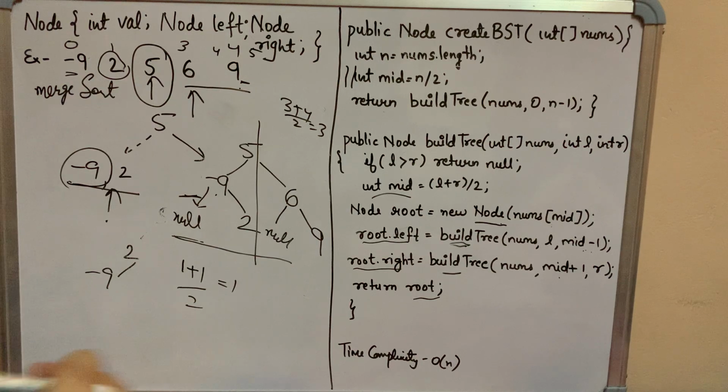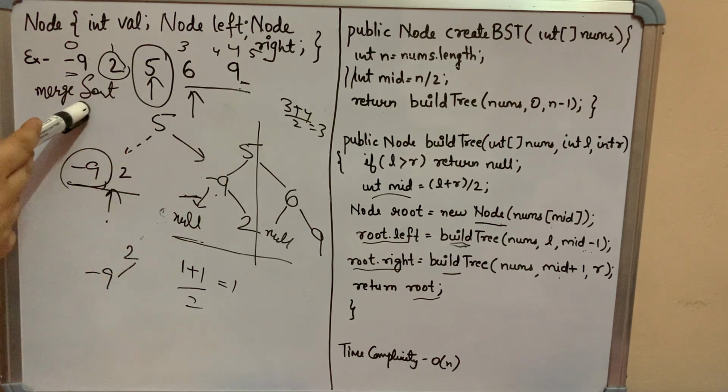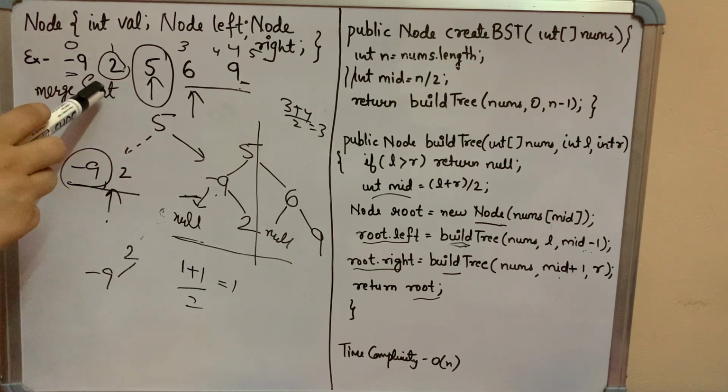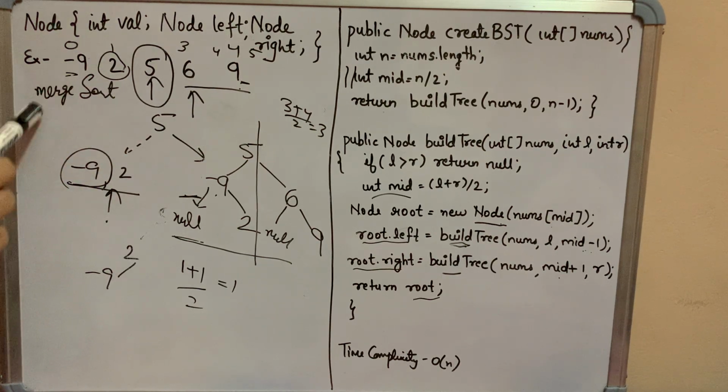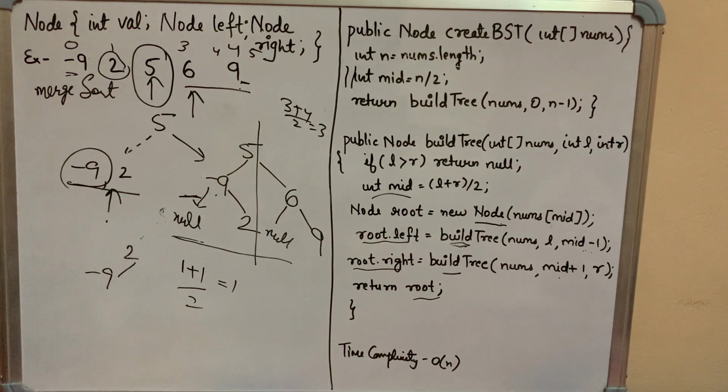And please note, the complexity is O of n. The reason being, you are traversing the entire array, each element at least once, and when you are going to the left and right section, you are checking each element only once. Once you go to minus 9, you look here, nothing is there, you go to 2. That's it. I've never traversed the same element more than one time. That's why the complexity is O of n, where n is your number of elements.